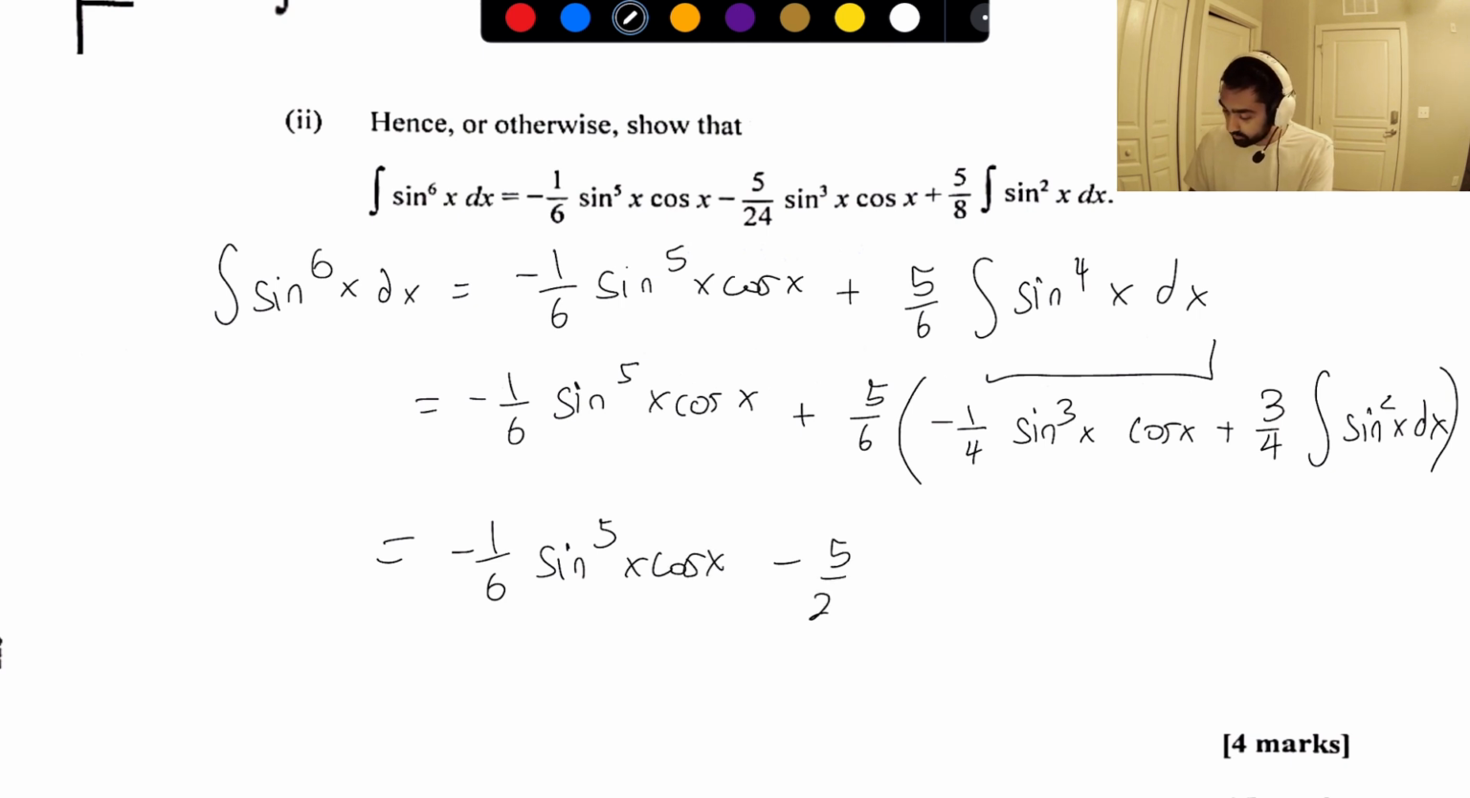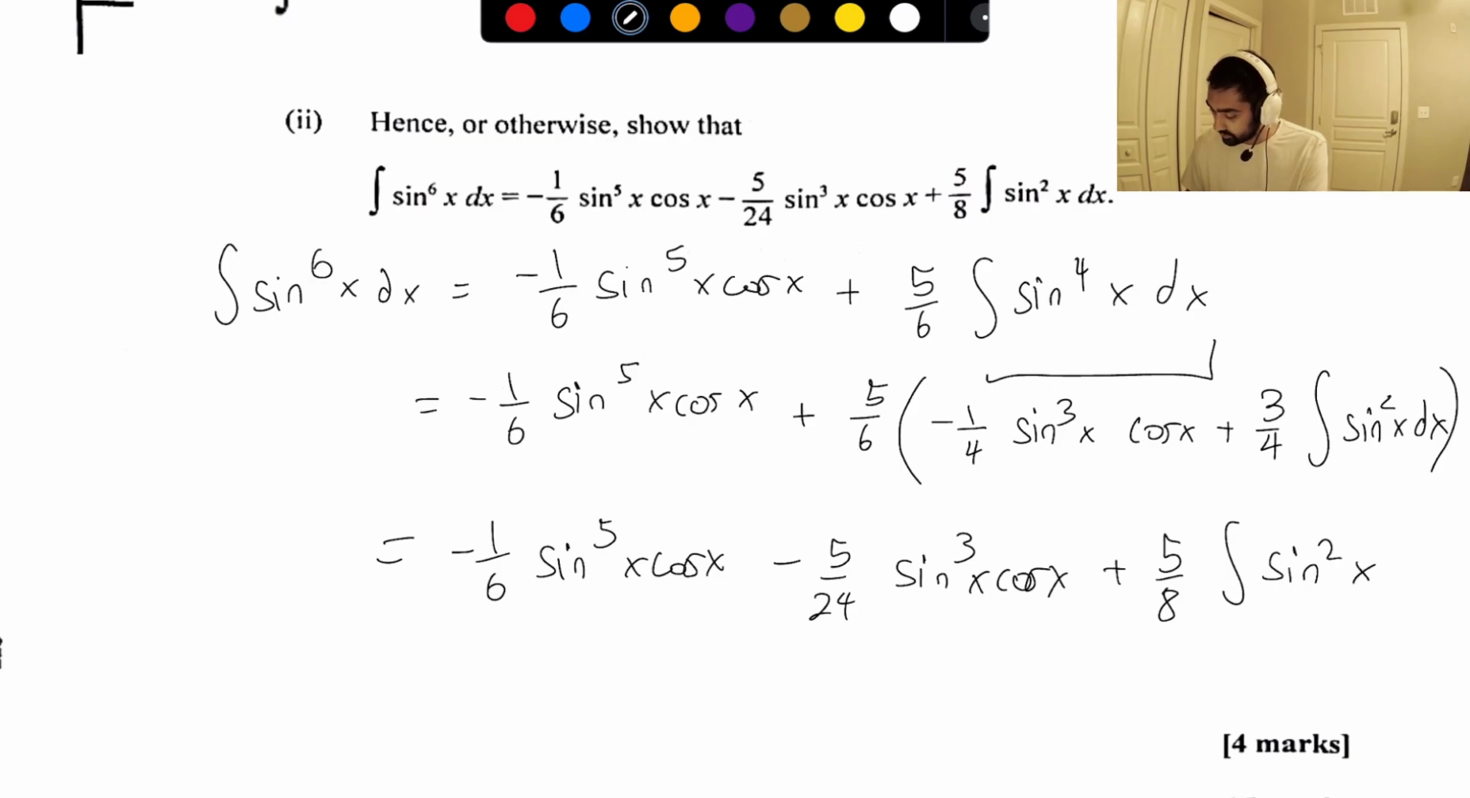5 over 6 times 1 over 4 is minus 5 over 24 sine cubed x cosine x, and then 5 over 6 times 3 over 4 is 5 over 8 integral sine squared x dx. And what do you know? That's exactly what they asked us to show.